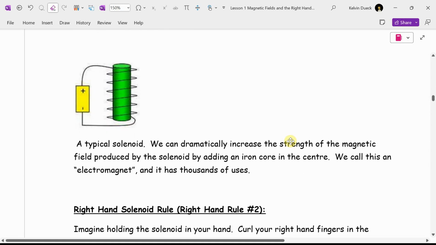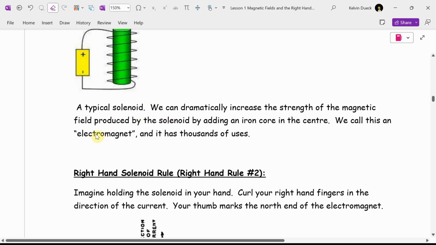Here's a typical solenoid. We learned you can dramatically increase the strength of the magnetic field by putting an iron core in the middle. So that one that you see in front of you there, if I put a piece of iron in the middle, because now the iron also becomes magnetic, whoa, you get a nice strong electromagnet. A magnet you can turn on and off by switching the current on and off, or that you can flip by flipping the current. Hugely useful.